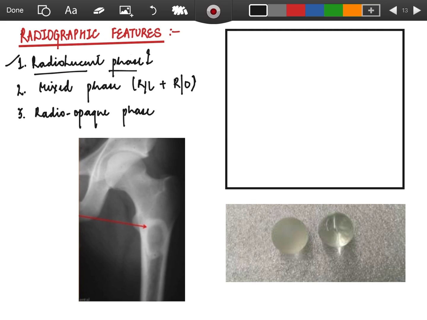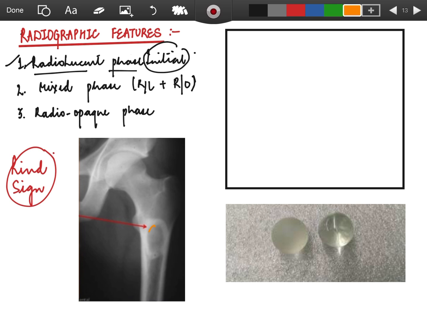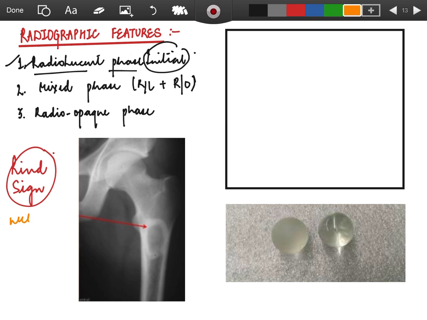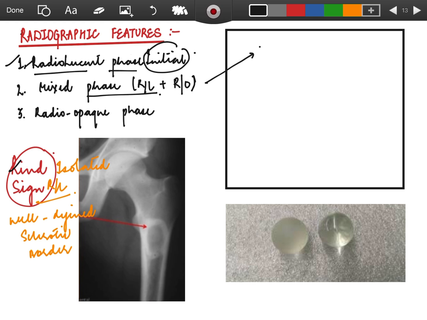Now radiography. Initially there is radiolucency seen, so in this phase we have the rind sign. The rind sign is positive. What is the rind sign? In the X-ray you can see an isolated radiolucent lesion surrounded by a well-defined sclerotic border. Isolated radiolucency surrounded by a well-defined sclerotic border is the rind sign.